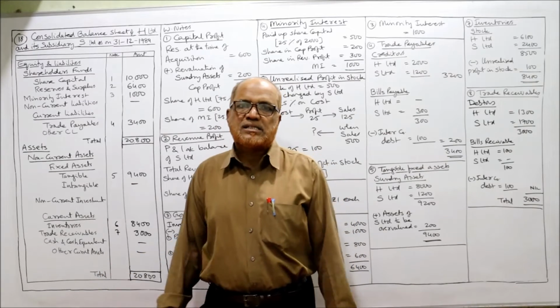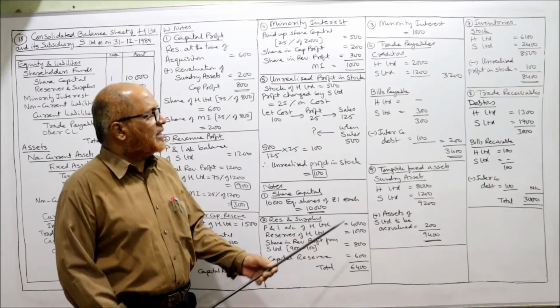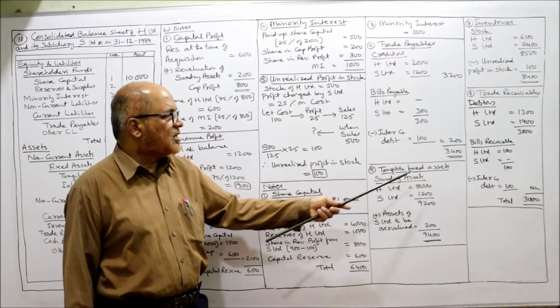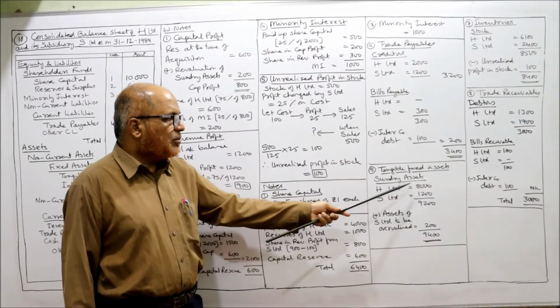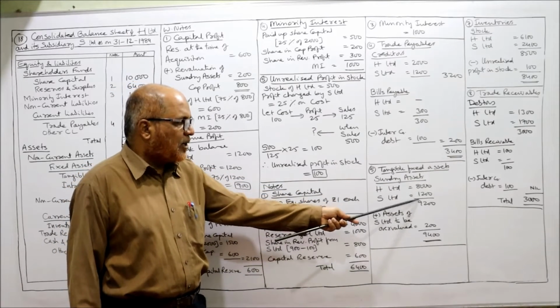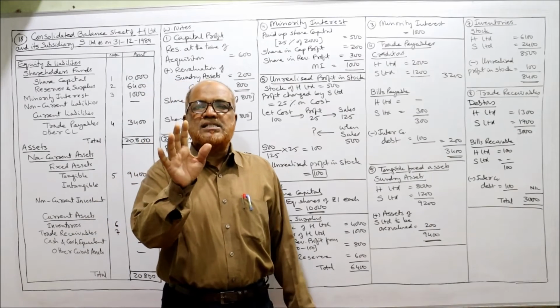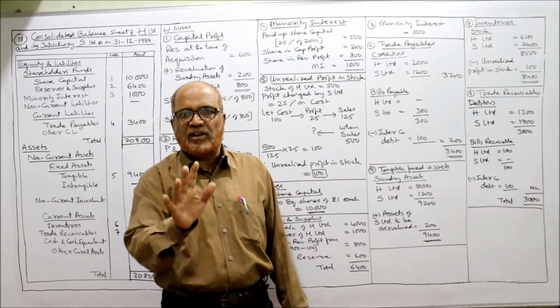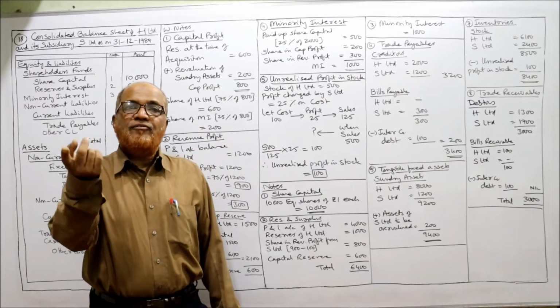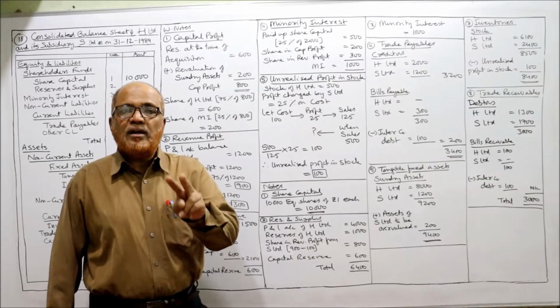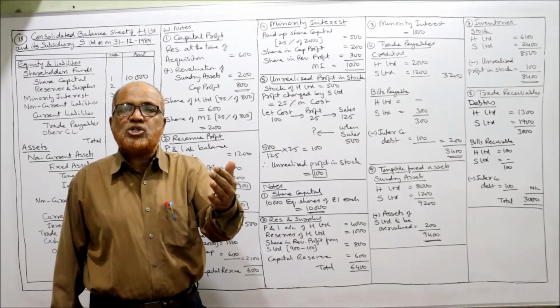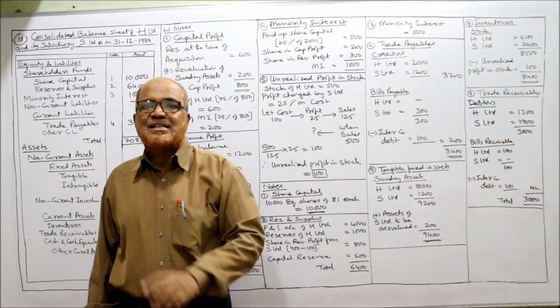Now we'll come to the assets. Tangible fixed assets. You can see tangible fixed assets. Sundry assets. H limited 8,000, S limited 1,200, total 9,200 is the sundry assets, fixed assets given in the problem. To this we add 200 rupees is the revaluation of assets in the books of S limited.